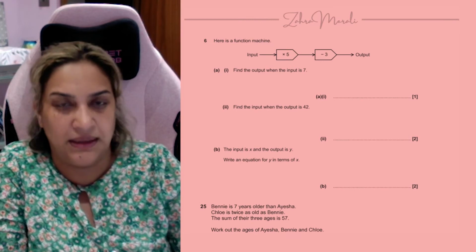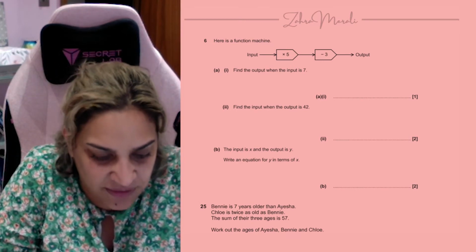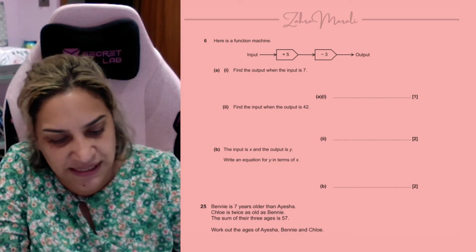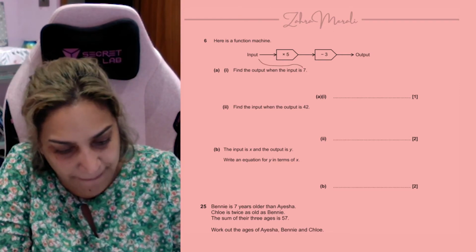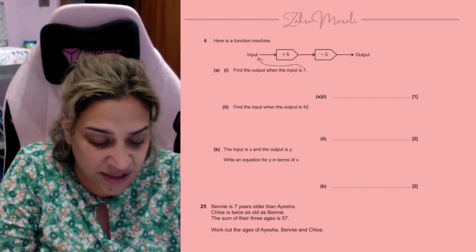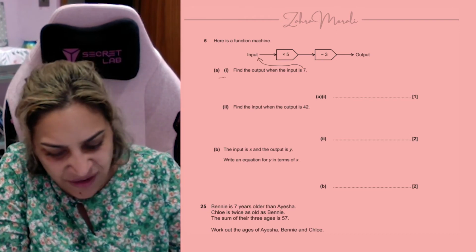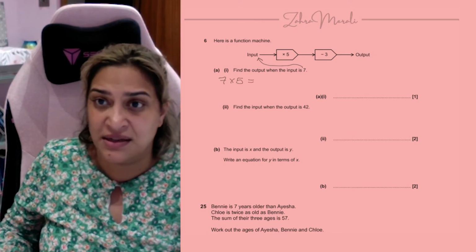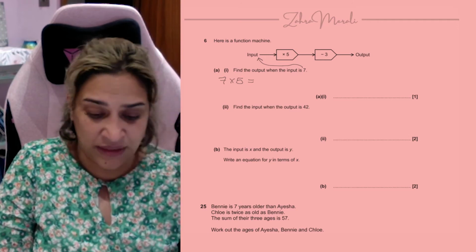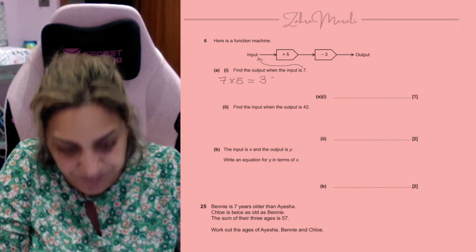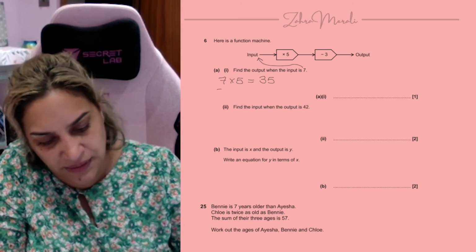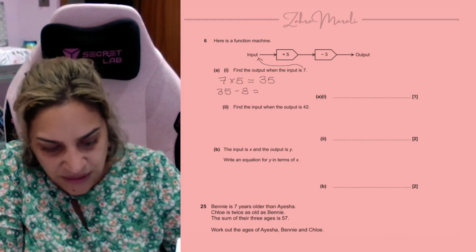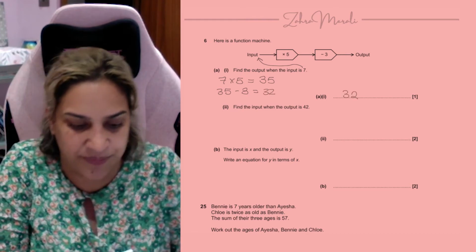Okay. Here is a function machine. Find the output when the input is 7. So we put 7 in. What we're doing first, we're timesing it by 5. So write out your working if you need to. I know this, you could do it all in your head, but you're in an exam. If you do it all in your head, you might make a silly mistake. 35. Then we can do 35 minus 3. Well, 5 minus 3 is 2, so we're going to get 32, and that must be our output.